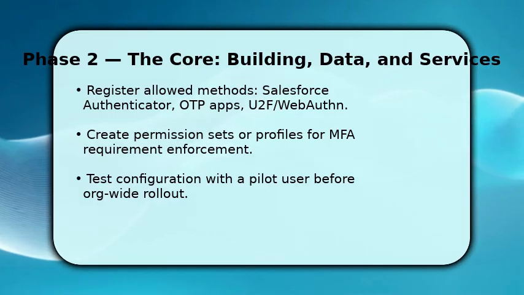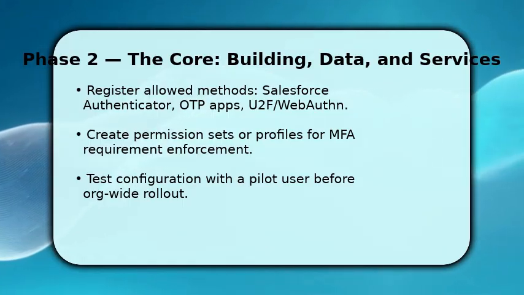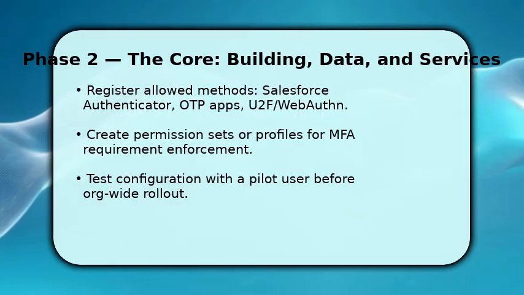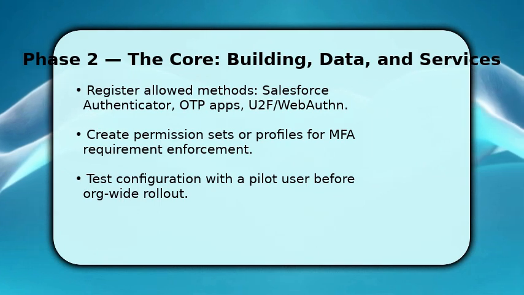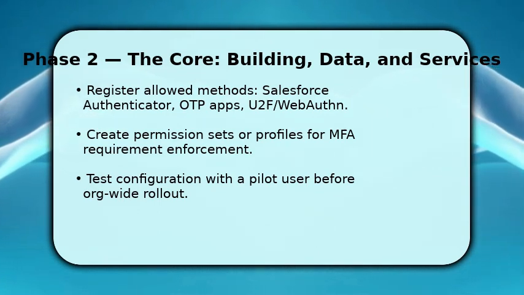Then create a permission set that requires multi-factor authentication and assign it to pilot users or groups. Once assigned, ask a pilot user to register their authenticator and complete a login. This validates flows and app compatibility. Make sure to document the chosen methods so help desk staff can assist during rollout.